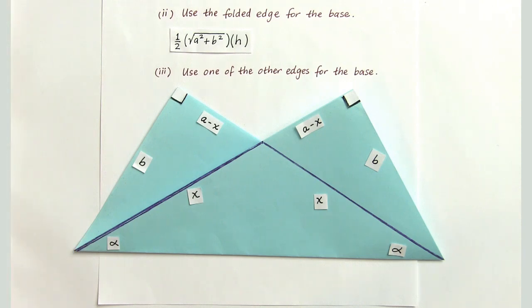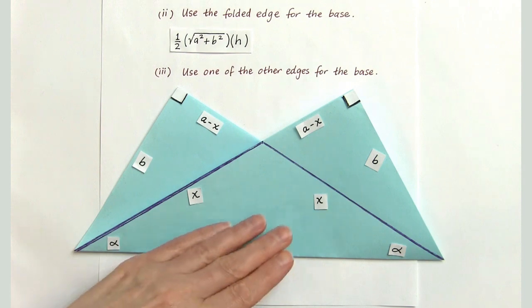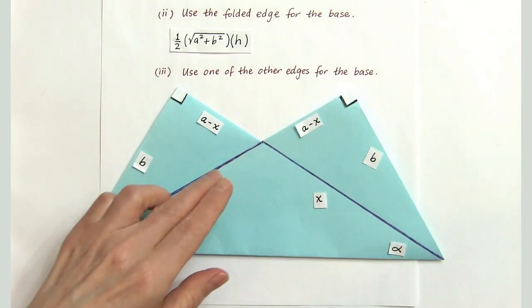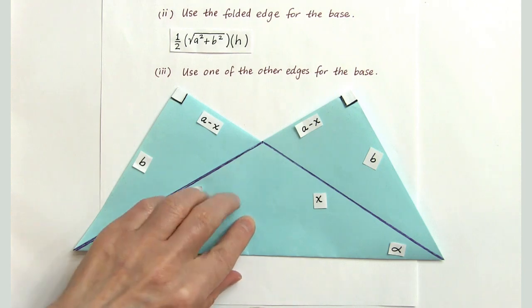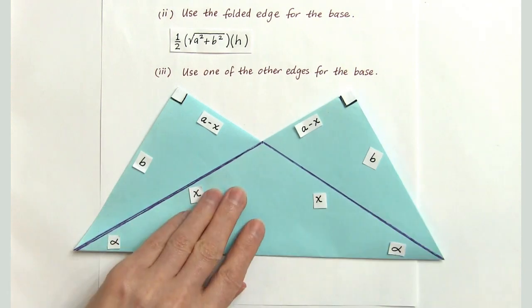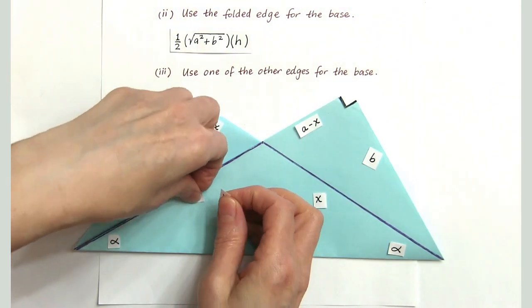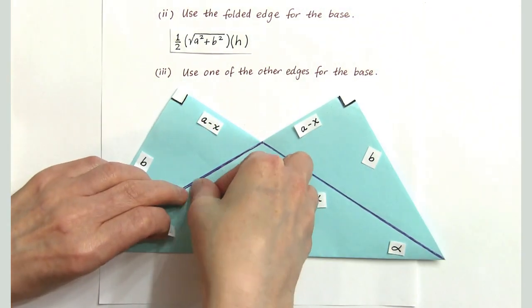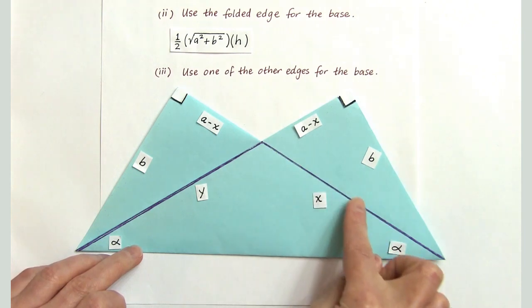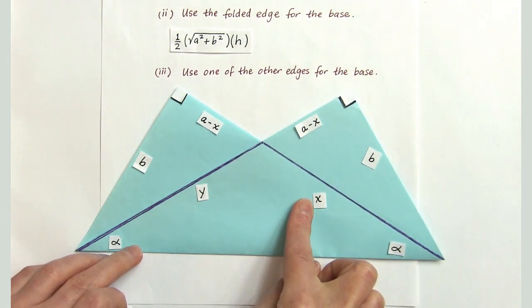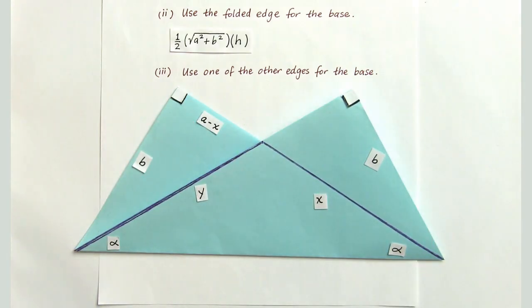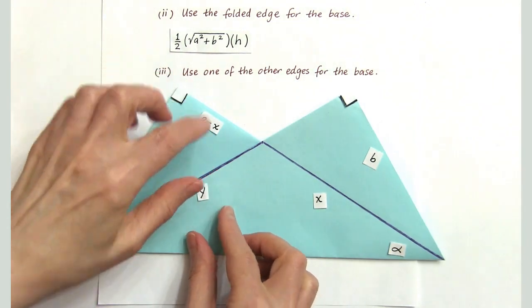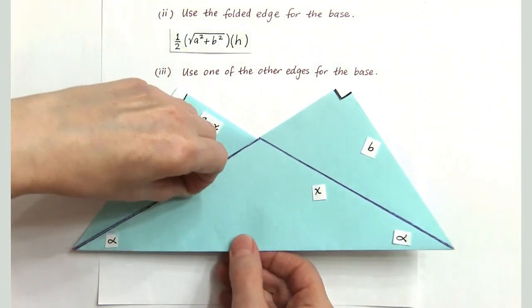The final strategy that I can think of to try to calculate this area is to use one of the other edges of this triangle for the base. And just for fun, I'm going to pretend like I didn't know that these two side lengths are equal, just for a moment. And I'm going to show you something kind of neat. So, okay, strategy. Let's go ahead and turn this around.